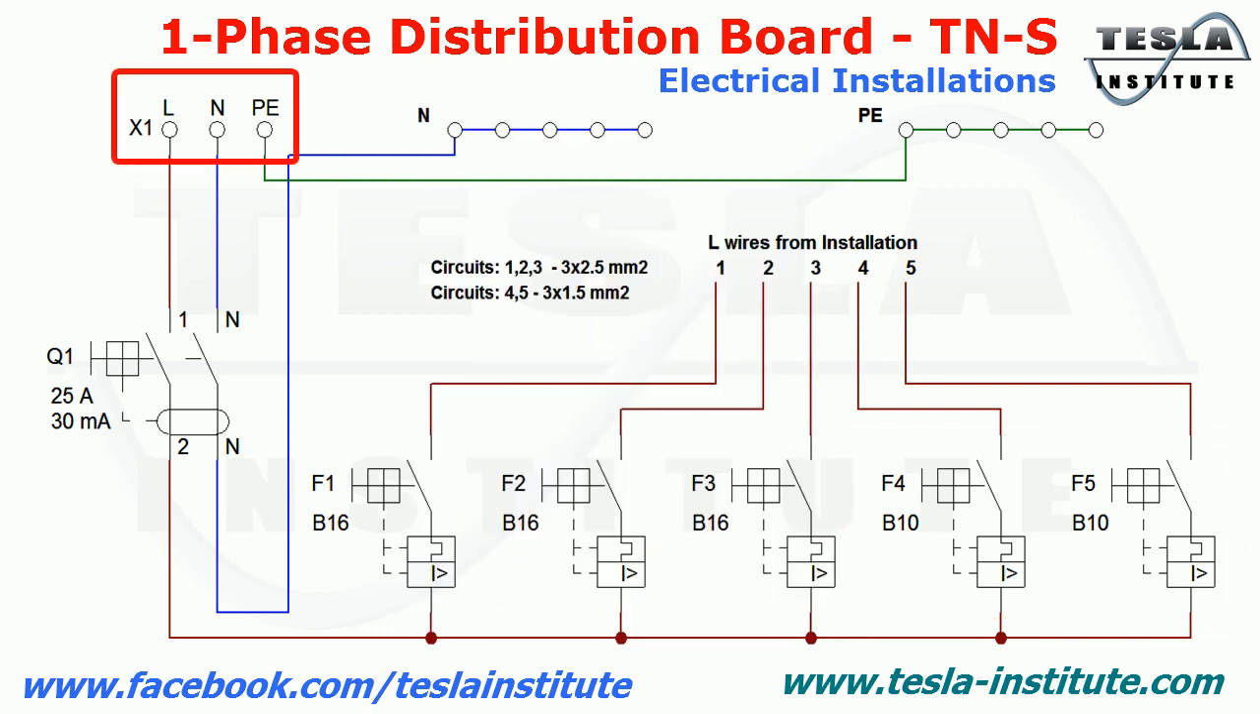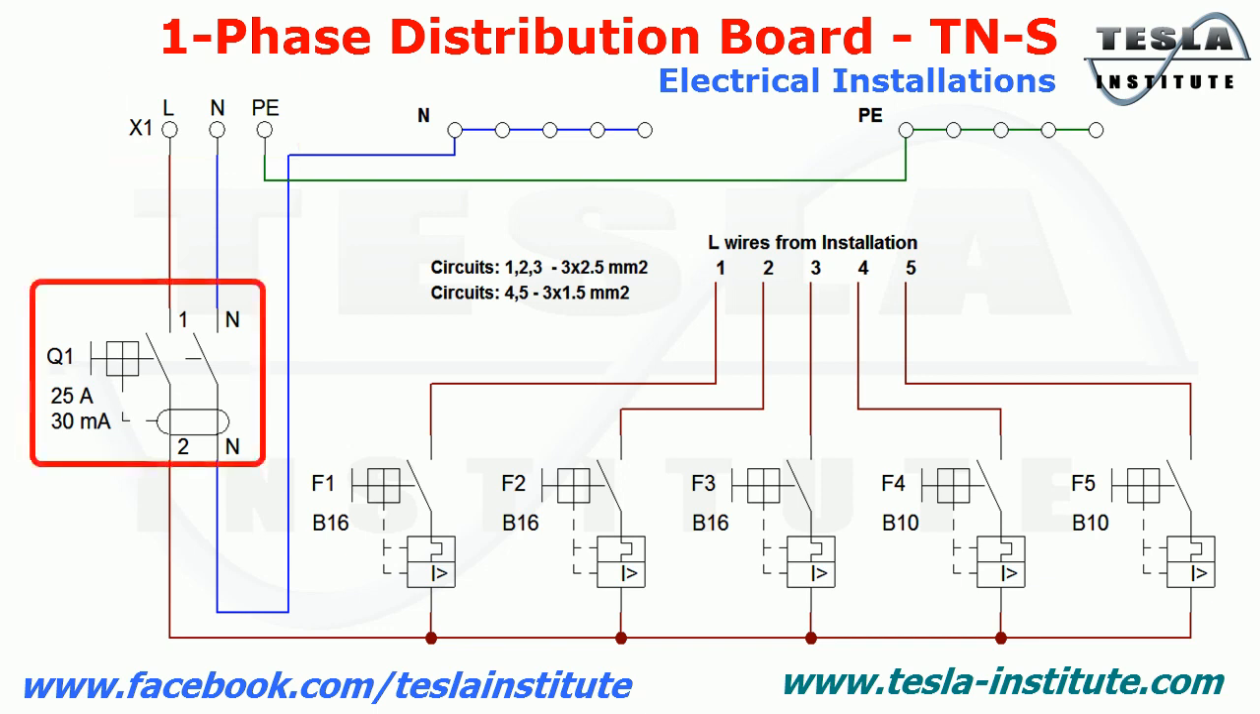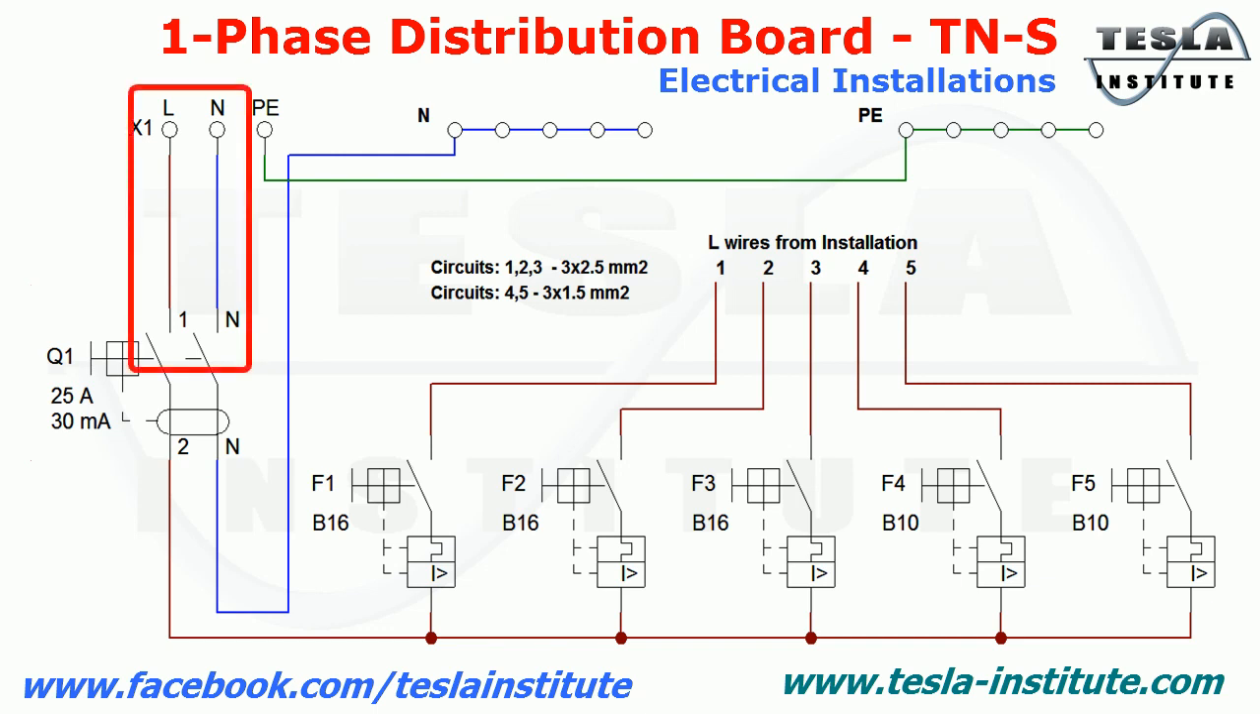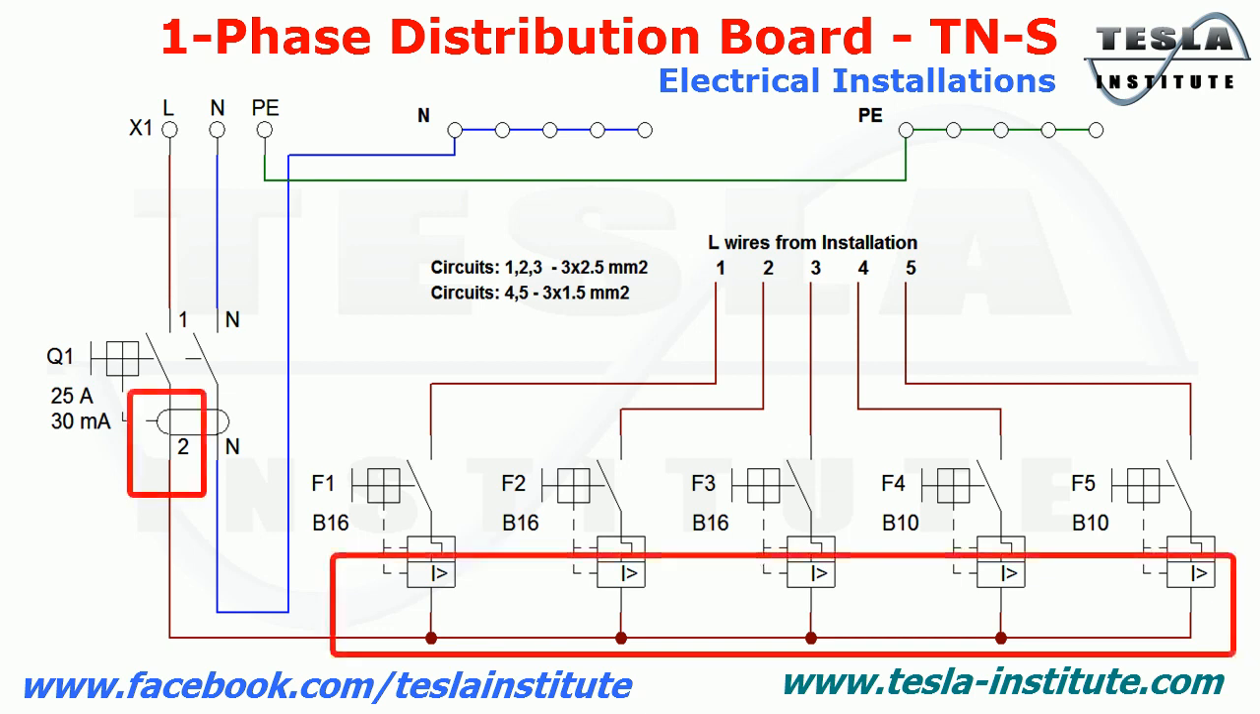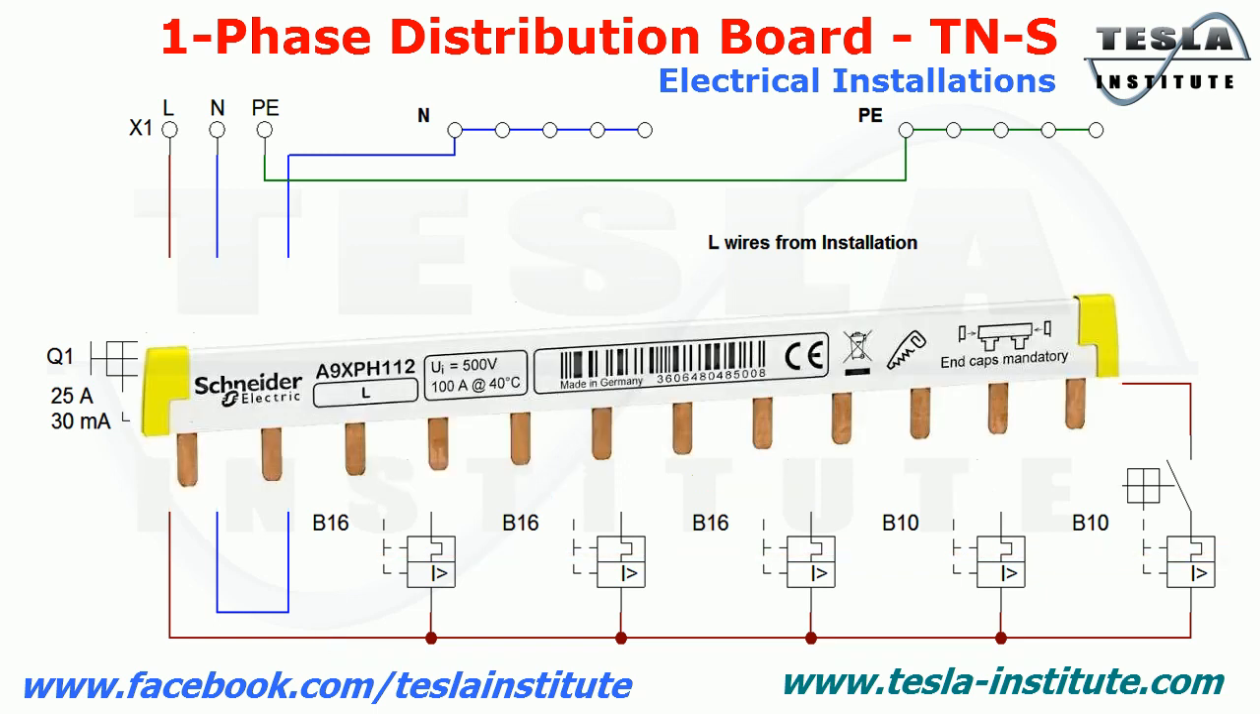Here we have the input point from the power supply, most often from an electricity meter. In real installations these are wires from the electricity meter. The next very important component is the RCD device. It provides electric shock protection. L and N wires are connected directly to RCD device Q1, and the PE wire is connected to the PE bus. Output 2 of RCD device Q1 is connected to the common point of circuit breakers F1 to F5. The common point connection can be made from wires or with the help of a special circuit breakers bar.